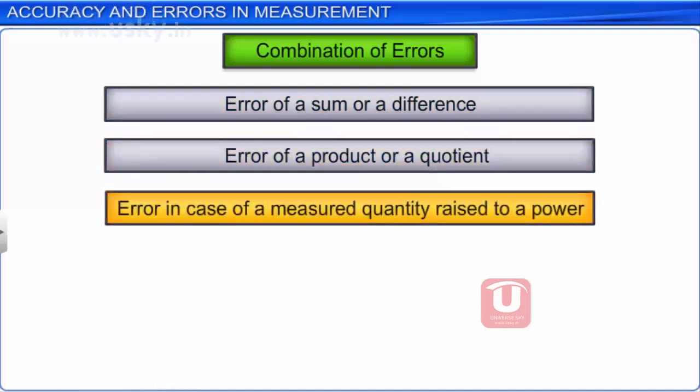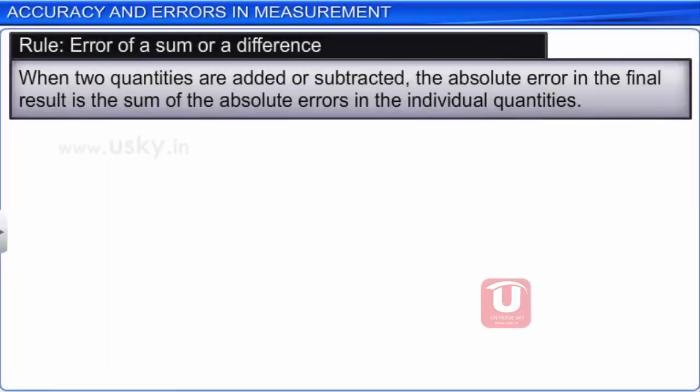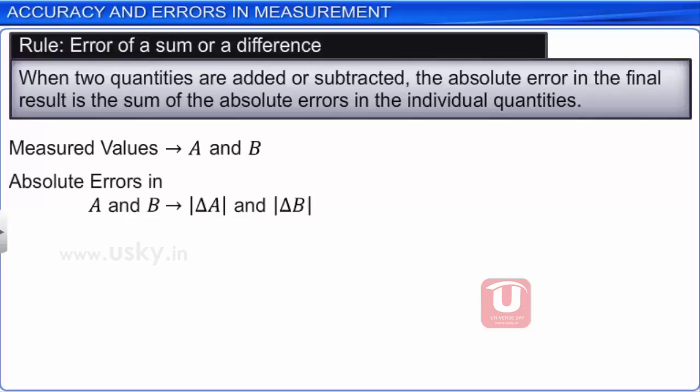When two quantities are added or subtracted, the absolute error in the final result is the sum of the absolute errors in the individual quantities. If two physical quantities have their measured values A and B, and |ΔA| and |ΔB| are their absolute errors, find the error ΔC in the sum C = A + B.